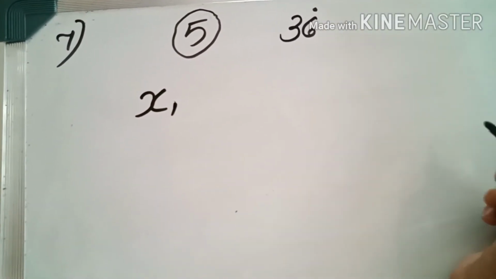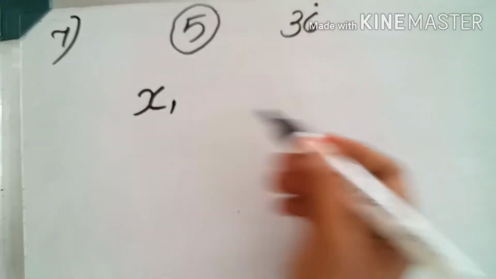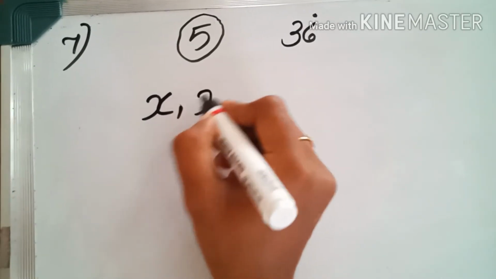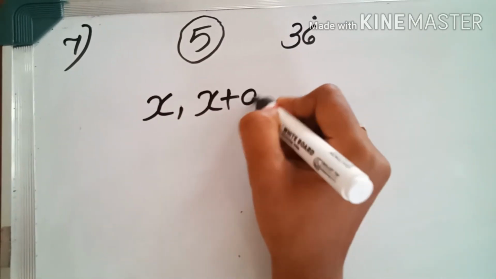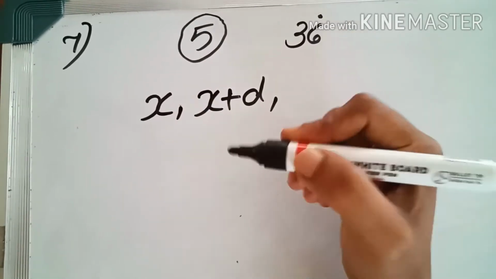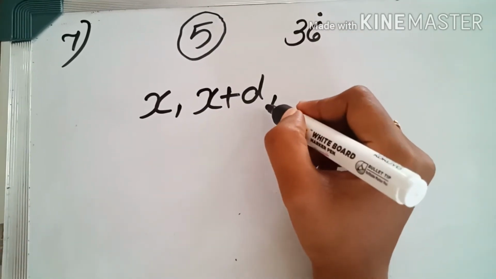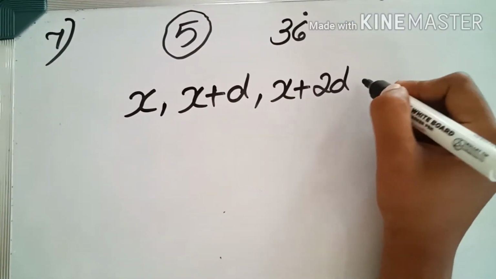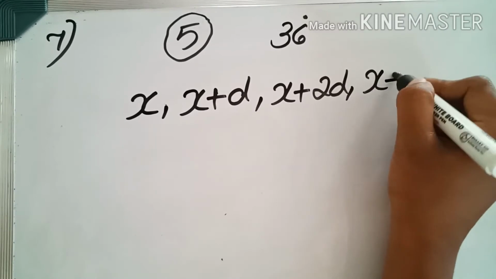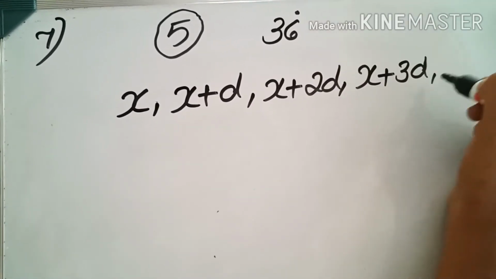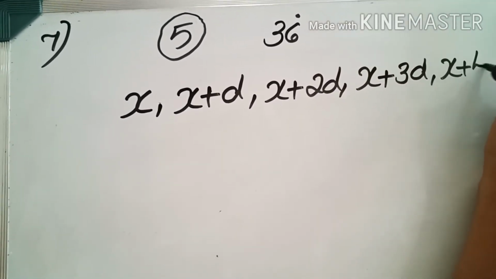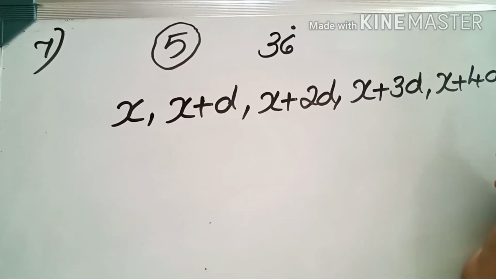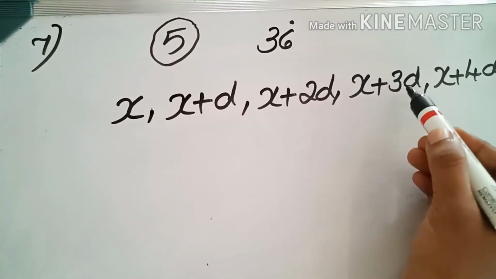Then what will be the second angle? We need a total of 5 angles here. The first angle we took as x. Then, as it is in an arithmetic sequence, the second angle will be x plus d. Then the third angle will be x plus 2d, then x plus 3d, then x plus 4d. So these are the 5 angles of a pentagon.